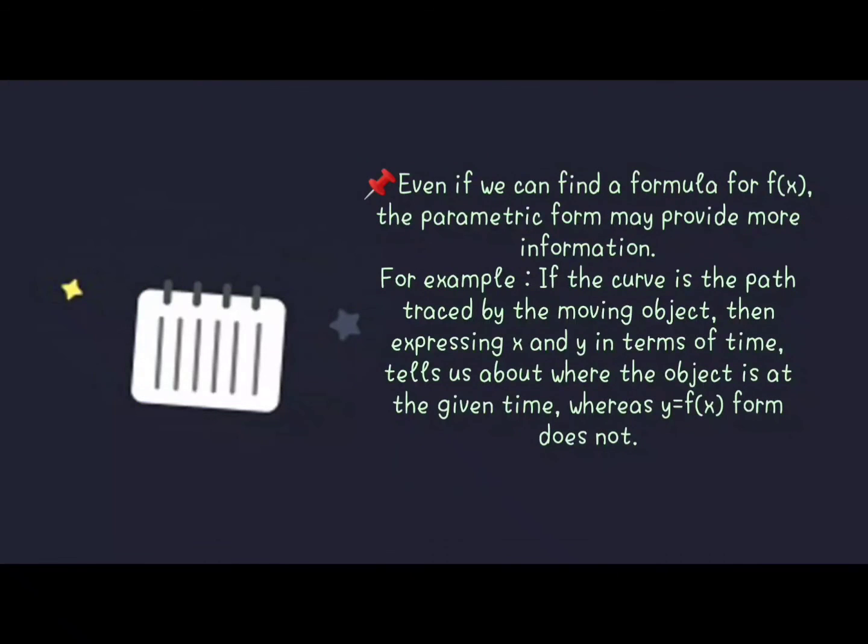Even if we can find a formula for f of x, the parametric form may provide more information. For example, if the curve is the path traced by a moving object, then expressing x and y in terms of time tells us about where the object is at a given time, whereas y is equal to f of x does not.